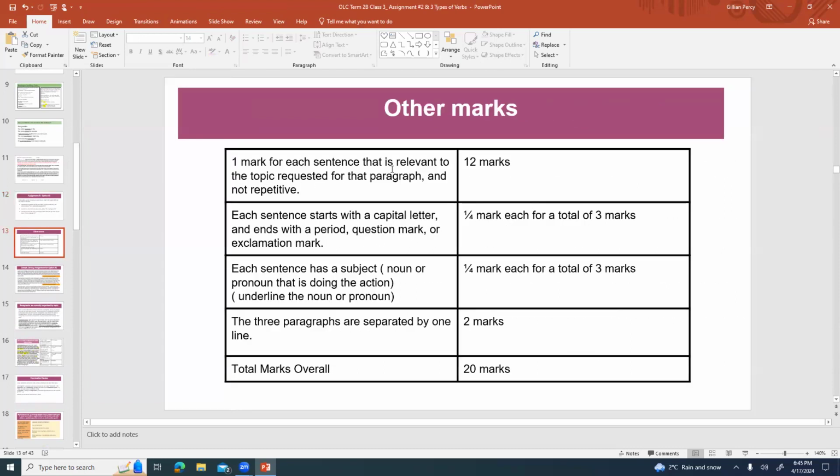Okay. I'm looking for one mark that is relevant to the topic, a quarter mark for each sentence that has a capital letter and ends with a period, a quarter mark for each sentence that has a subject. If you could underline it, that'd be great. And you've put a line between each paragraph. So this is very, very simple. It's an easy way to get 20 marks.